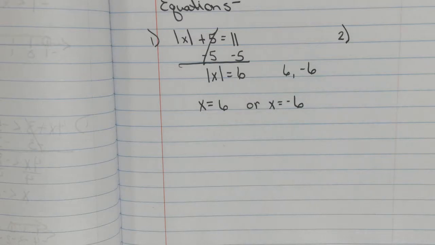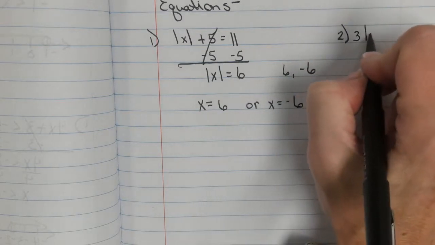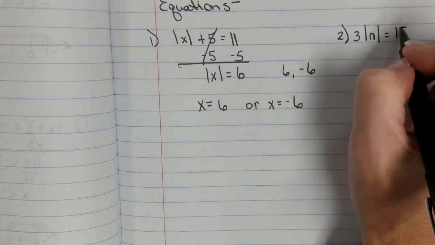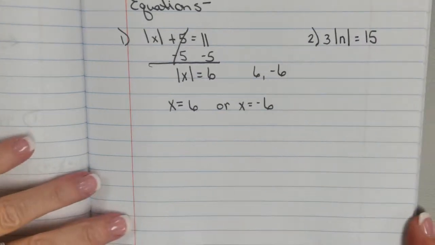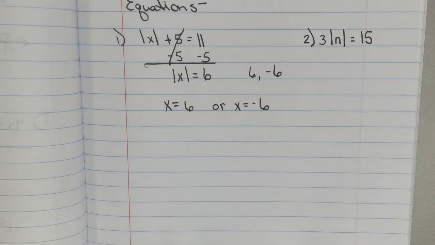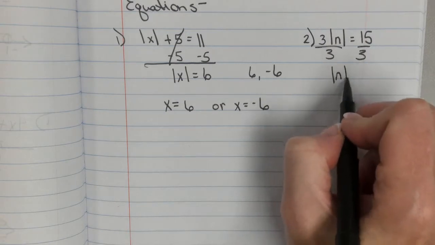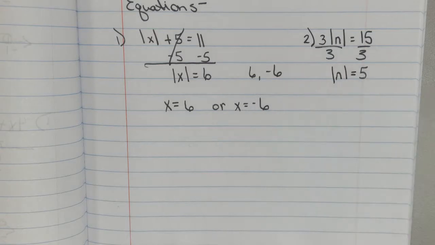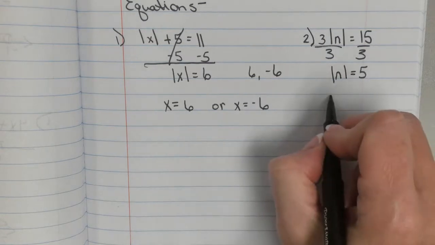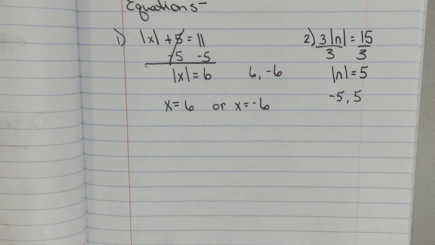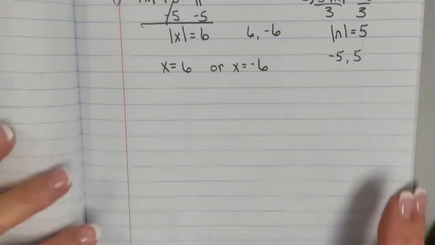Same thing. If I had 3 times the absolute value of n equals 15. So take care of isolating first. So how do I get rid of the 3? Divide by 3. So I have the absolute value of n equals 5. So what are my two values? Yes, negative 5 and 5, because both would give you 5 as the absolute value. All right, making sense so far?